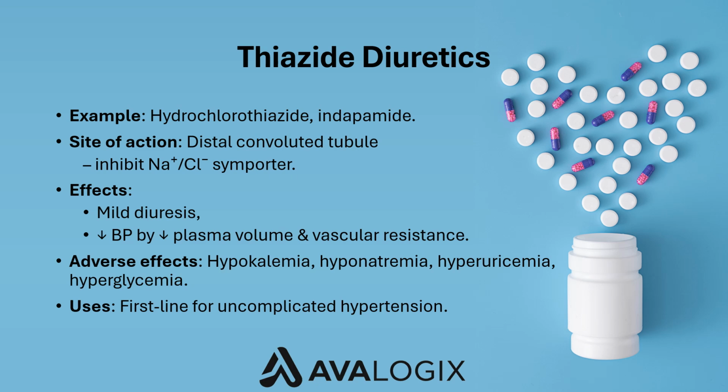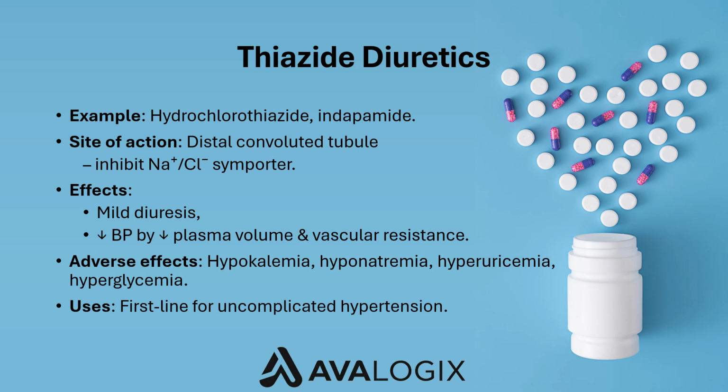One way to remember the adverse effects: think hypo, hyper, hyper, hyper: hypokalemia, hyperuricemia, hyperglycemia, hyperlipidemia. Clinically, that means you check electrolytes after starting therapy and warn patients about possible gout flares. Finally, they lose efficacy when renal function is poor.